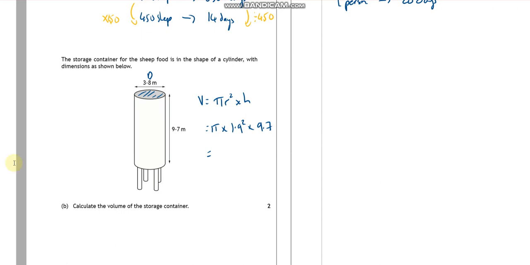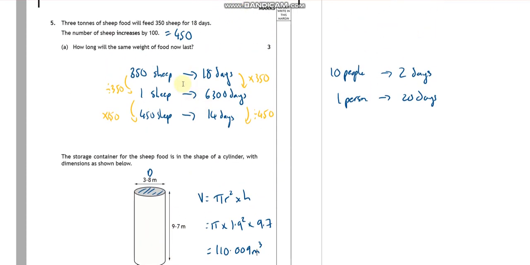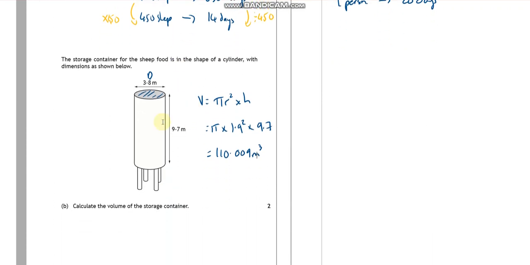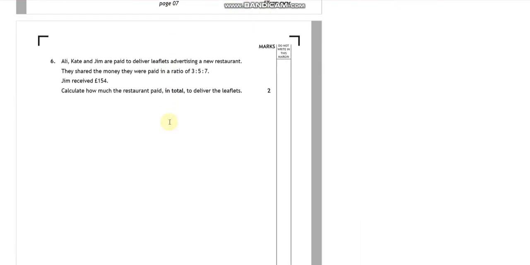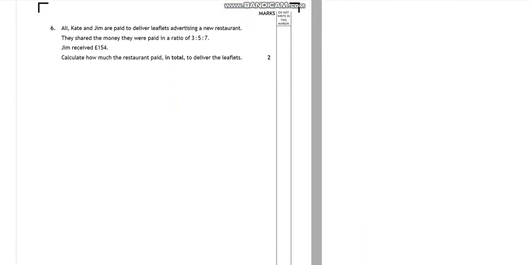So I stick that in my calculator. That's going to come out as 110.009, etc. meters cubed. So that's a nice question. When you see these shapes, you're given the formula, you just have to substitute in. You have to know radius is half the diameter, and that's kind of it. So they're nice questions, actually. I can see why you've got to try and visualize it a little bit, but for this, straight plug and go type thing, really good. Good question. So we do that one.